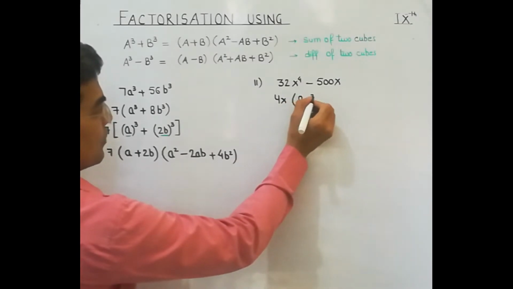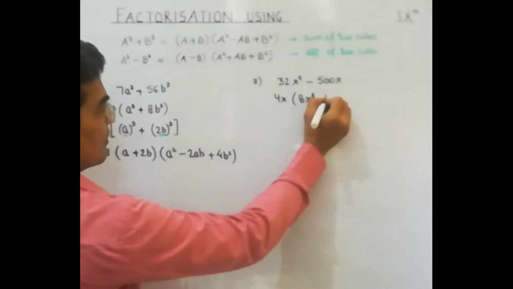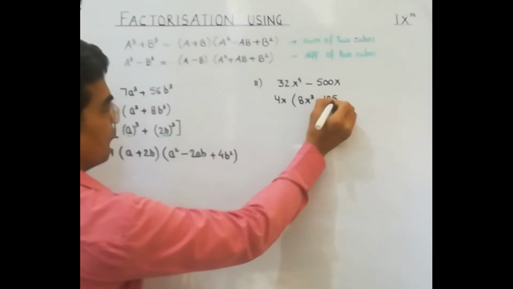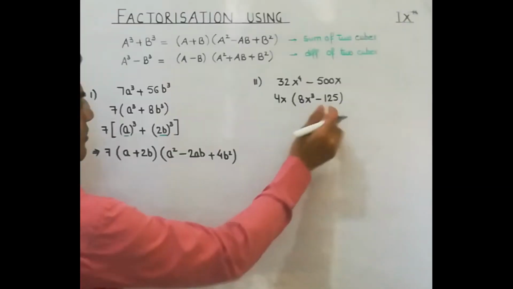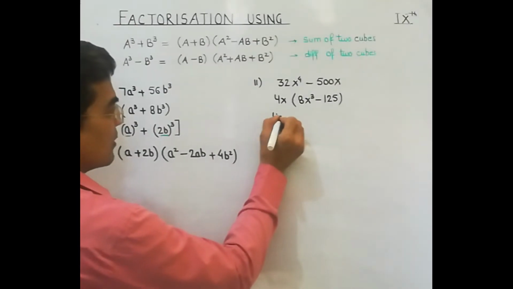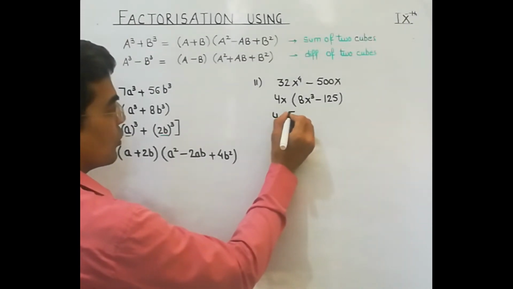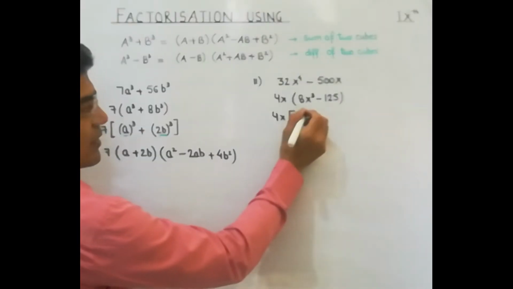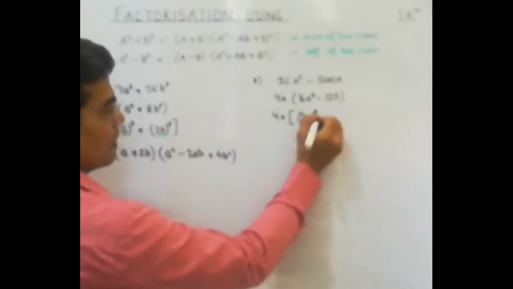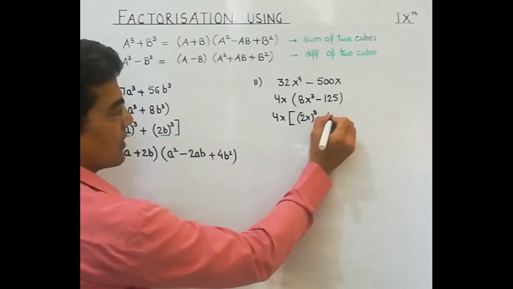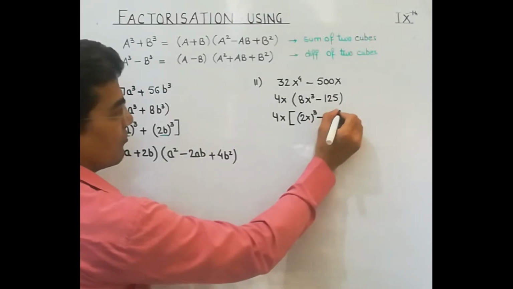8x cubed minus 125. In the first step, we have taken 4x common. Now we are left with these terms. Now can the remaining terms be converted in cube form? This can be converted as 2x whole cube, and this can be converted as 5 cube.